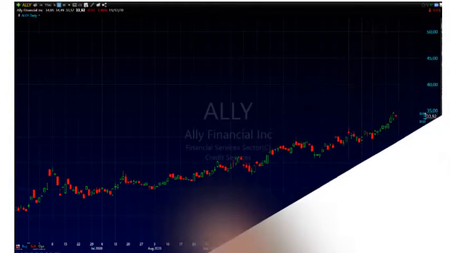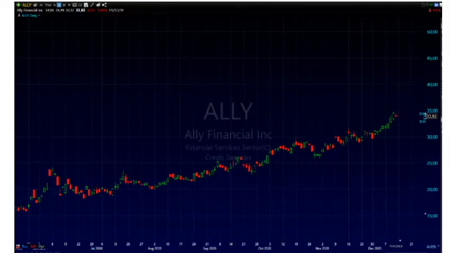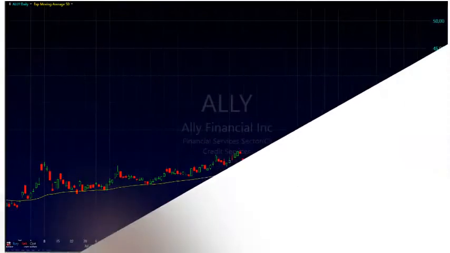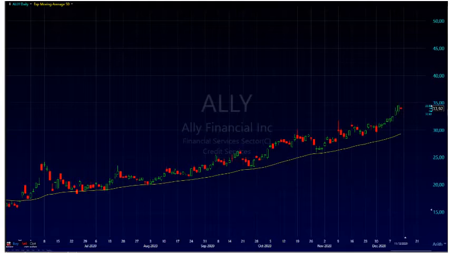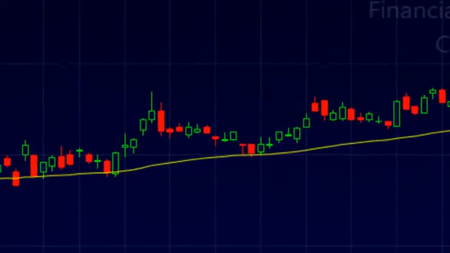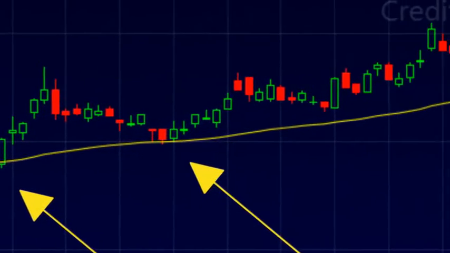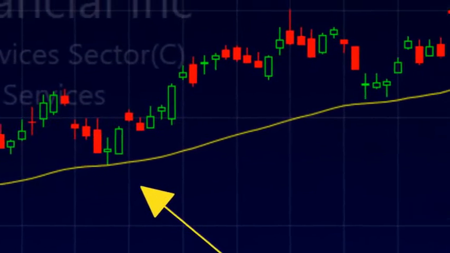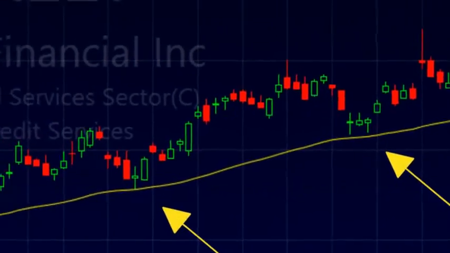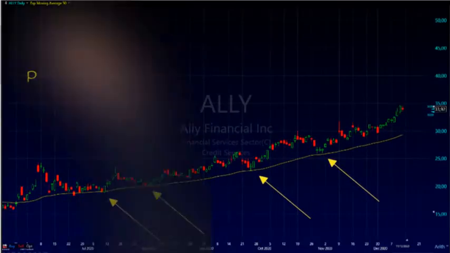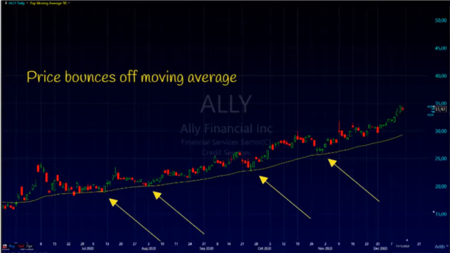For example, take a look at this chart of Ally, ALLY. If we don't throw any indicators in there, we see that the chart is trending up, but we don't really have anything to use as reference when we trade. Now take a look again at the same chart of Ally, only this time we threw a moving average in there. As you can see, the price bounces off that line, the moving average, multiple times, and it's almost like this line has a magnetic effect on the price. Even though the price tries to get away from it, it always ends up coming back.